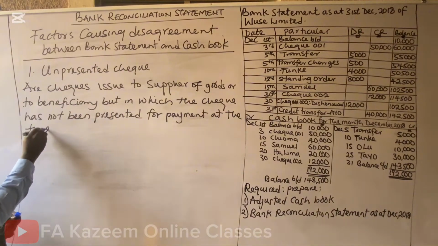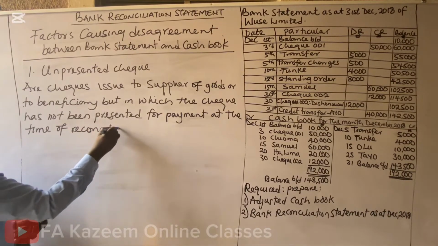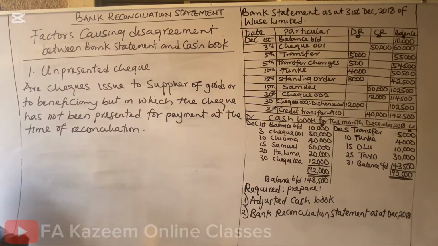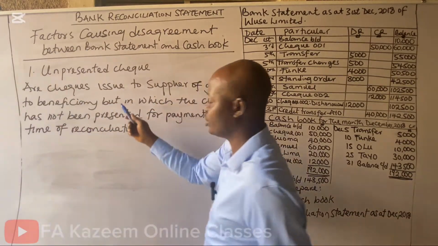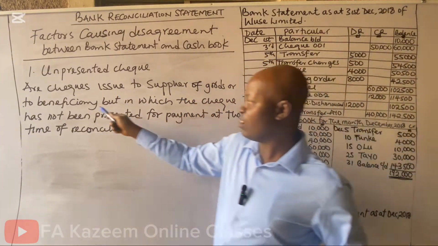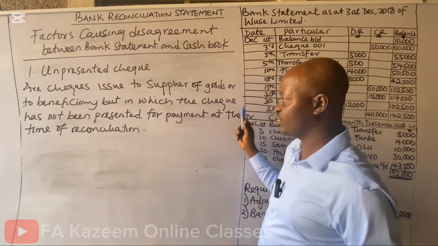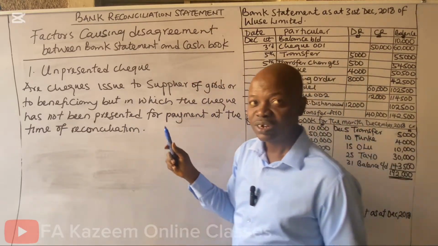At the time of reconciliation, this is unpresented check. Now, we said unpresented checks are checks issued to a supplier of goods or beneficiary, but in which the check has not been presented for payment at the time of reconciliation.